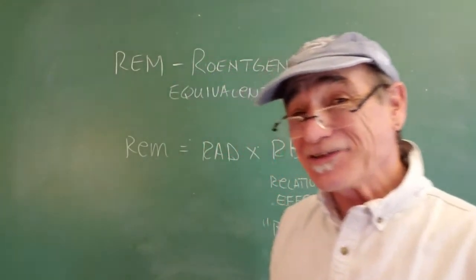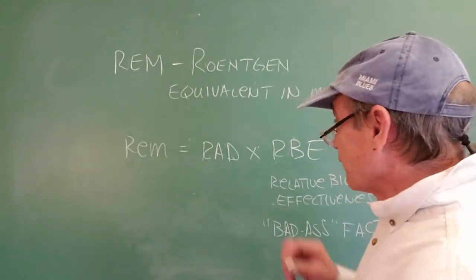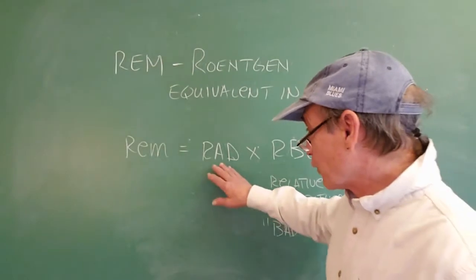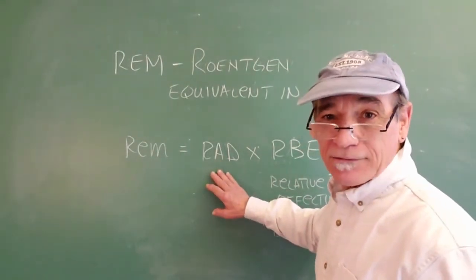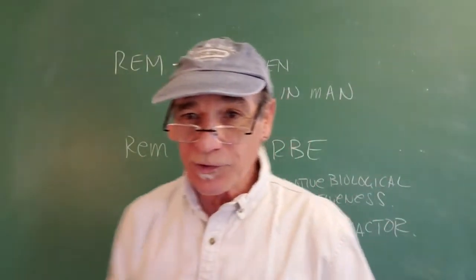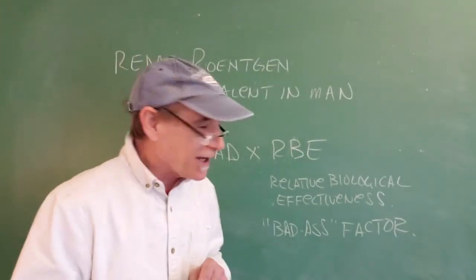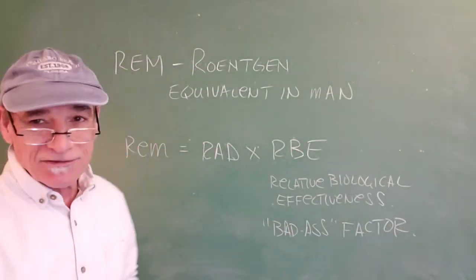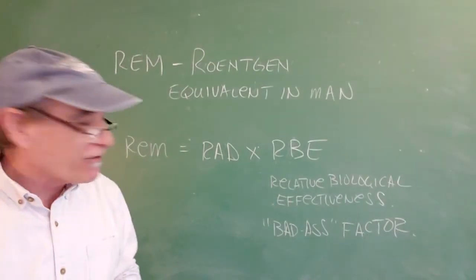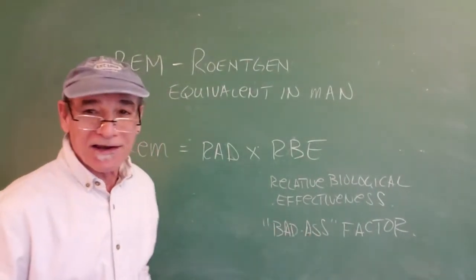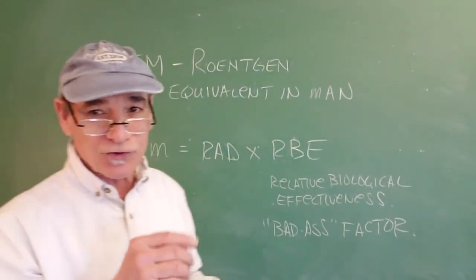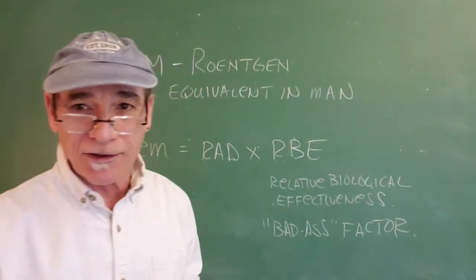All right, well, it turns out that the REM is actually a product of the energy that's imparted to you, the rad, that unit of measurement for measuring the number of joules, but they multiply it by something called the RBE, the relative biological effectiveness. What I call that, or I refer to it as, the badass factor. Every form of radiation, alpha, beta, gamma, positron, has a different RBE associated with it.